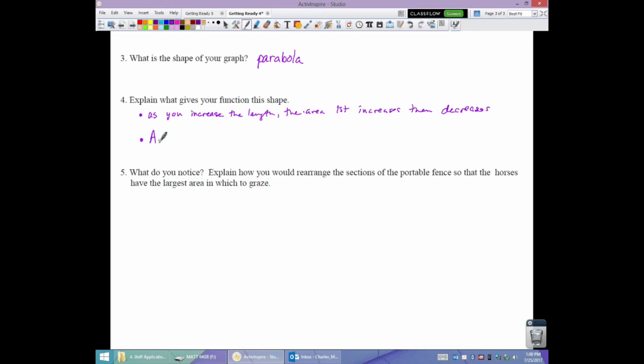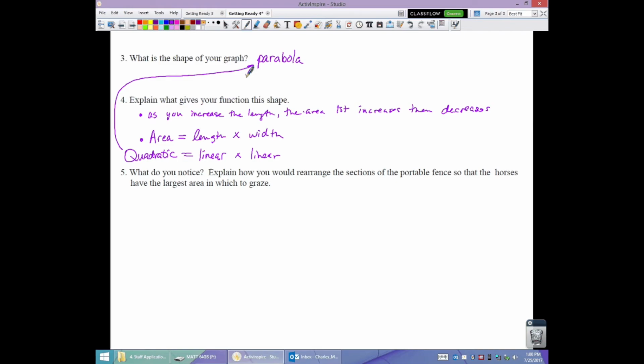Since area is multiplying length times width, we ended up with a linear expression for length times another linear expression for width. And linear times linear always results in a quadratic function. So linear times linear gave us quadratic. That, to me, is the best explanation for why we get a parabola. Okay.